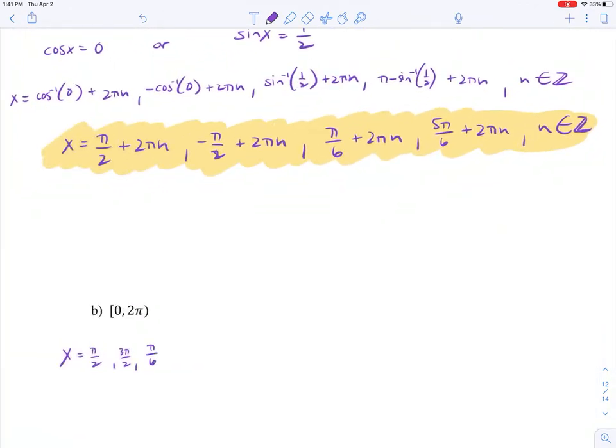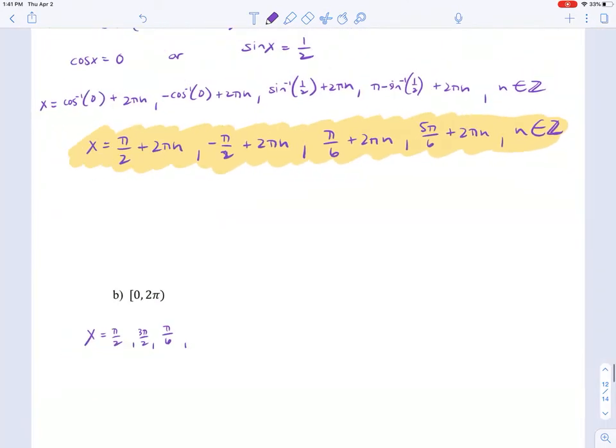If n is equal to 0, we get pi over 6. If n were equal to 1, pi over 6 plus 2 pi is outside of the interval. And then when n is equal to 0, we get 5 pi over 6. And again, if n were equal to 1, we would end up outside of the interval.